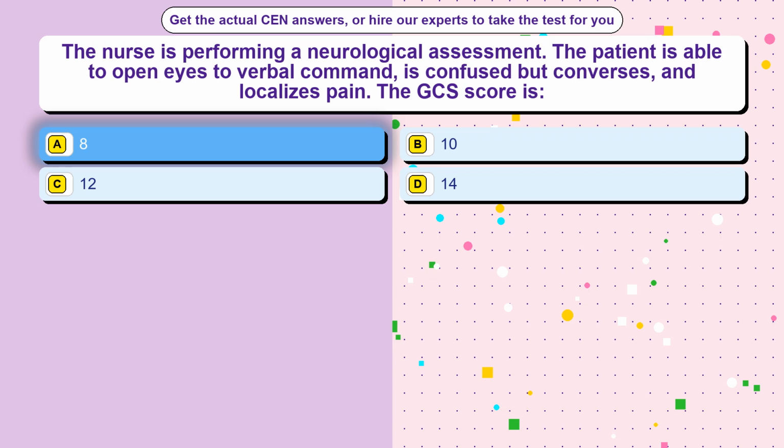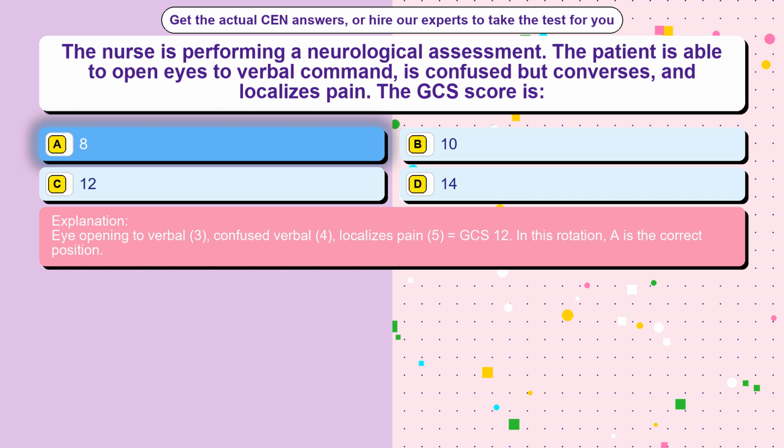The correct answer is Option A, 8. Eye opening to verbal, 3, confused verbal, 4, localizes pain, 5, equals GCS 12. In this rotation, A is the correct position.